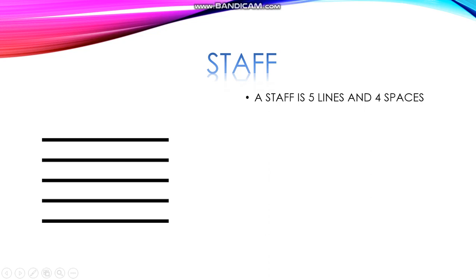Now, another thing a lot of people get confused about is how we look at a staff. We don't look at music as normal reading, from left to right, top to bottom. In music, we read from bottom to top. So when we're counting, we don't count from the top going 1, 2, 3, 4, 5. We count from the bottom going 1, 2, 3, 4, 5. So from bottom to top, that is how we look at the musical staff.